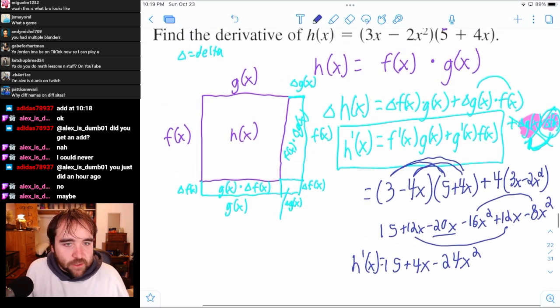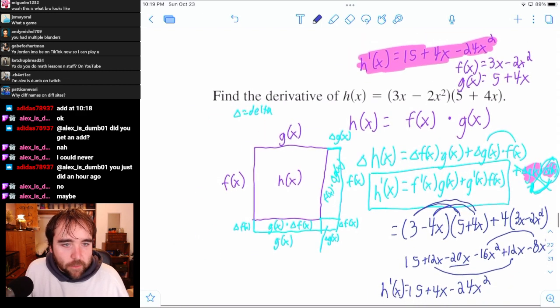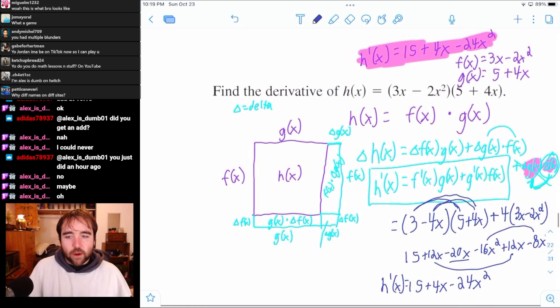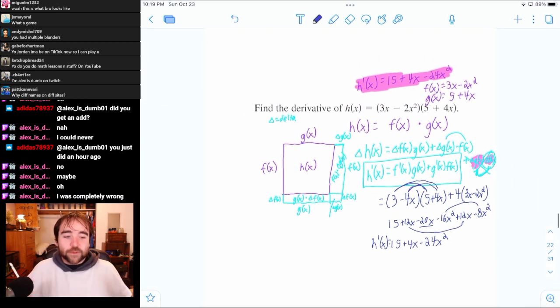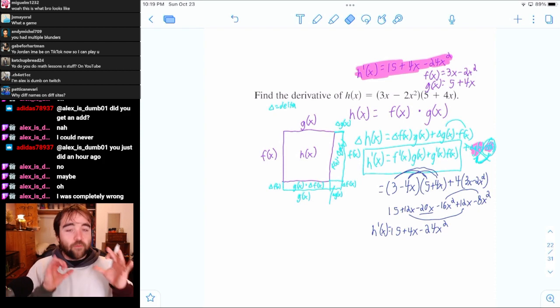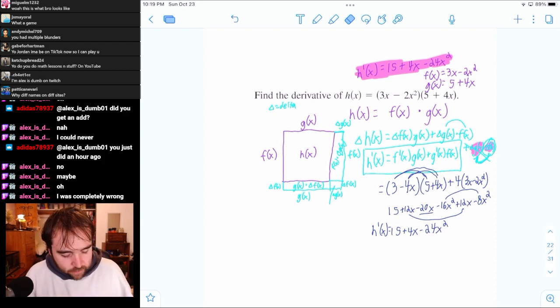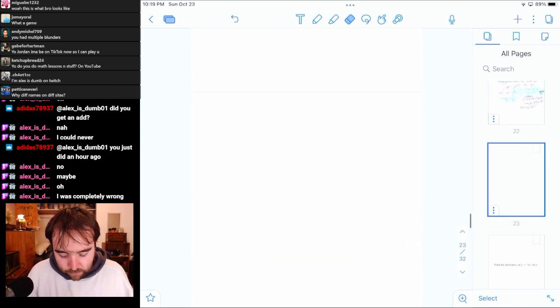And let's check, does that match our answer up here? 15 plus 4x minus 24x squared. Beautiful stuff. So we've got one last thing we've got to do. We've got to derive the product rule for real, like analytically. So I think we're going to add a page to do that.